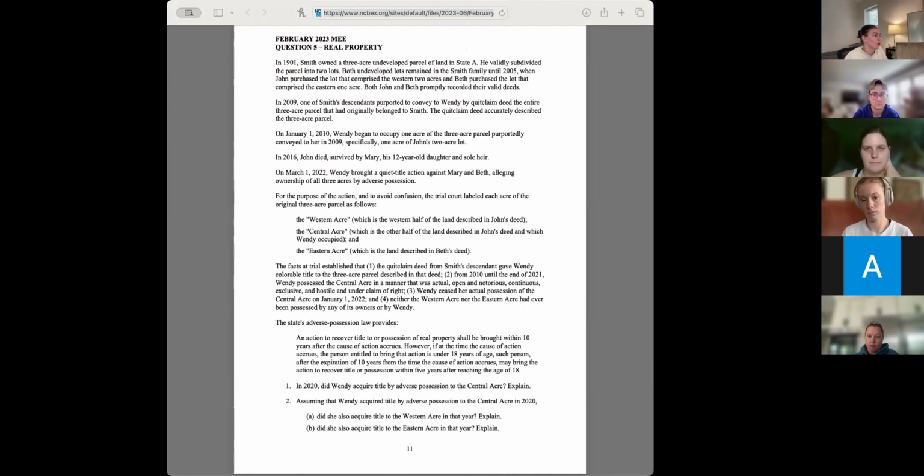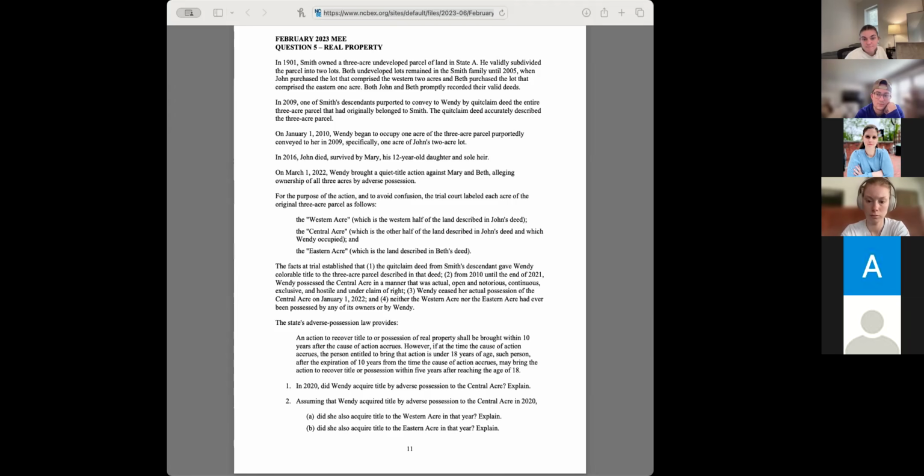You can put it in the chat or you can unmute yourself and yap with me. Open and notorious. What else? Continuous, hostile. Yep. What else? Exclusive, actual. Good. There's one key component we're kind of forgetting: the statutory requirement. Good job, Brooke. Yes, we are missing the statutory requirement.